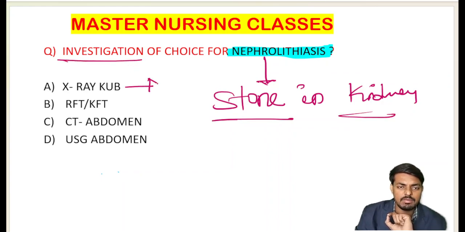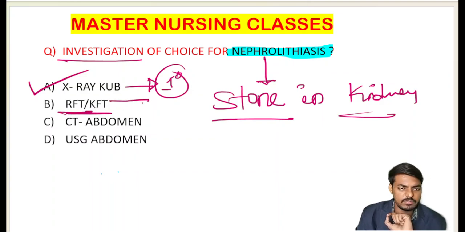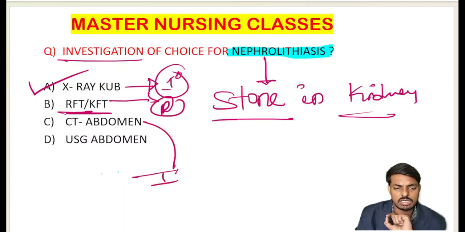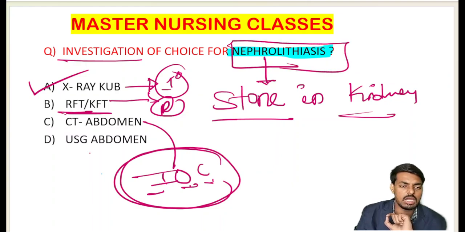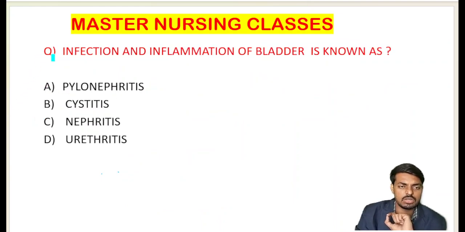If they ask for the primary or first investigation, it is X-ray KUB, and when we do KFT, the renal function test or kidney function test, as a routine, this is not the investigation of choice. So if the examiner asks for the investigation of choice, where IOC stands for investigation of choice, in a patient with nephrolithiasis it is CT abdomen. Very important, keep in your mind. Okay, so there is a chance of this question coming.